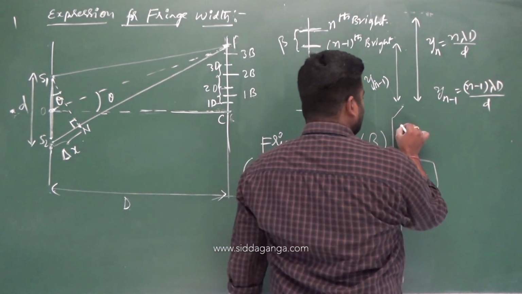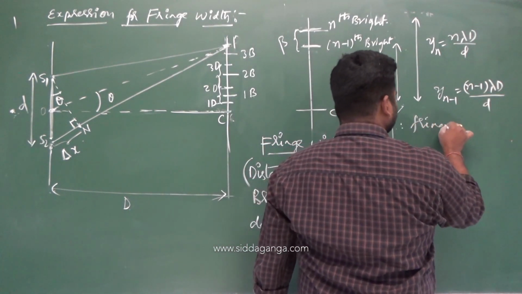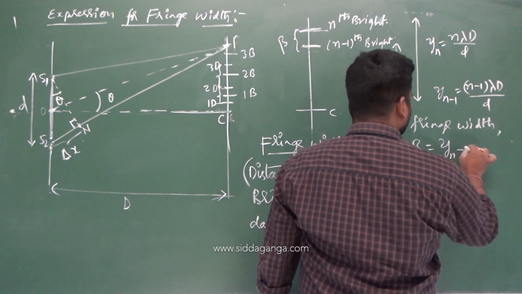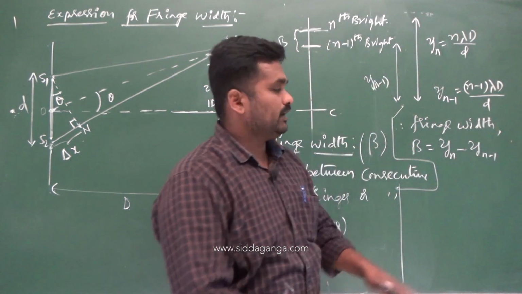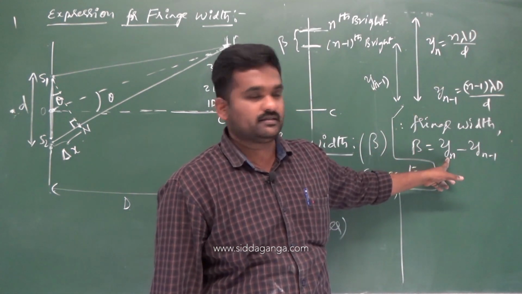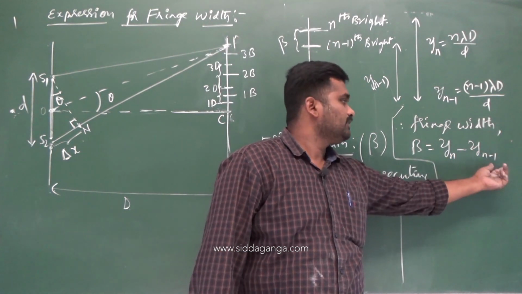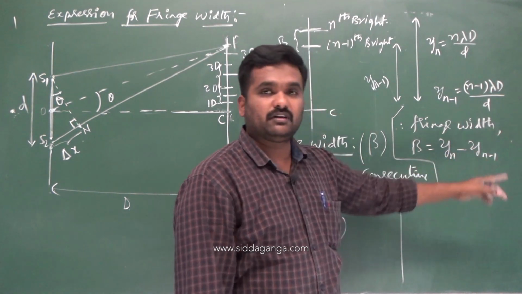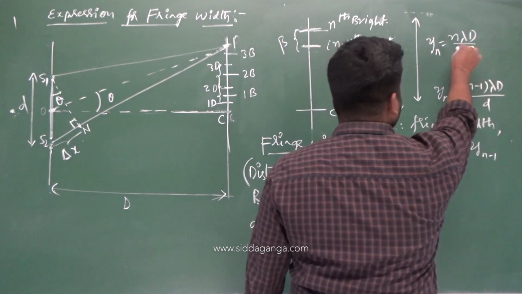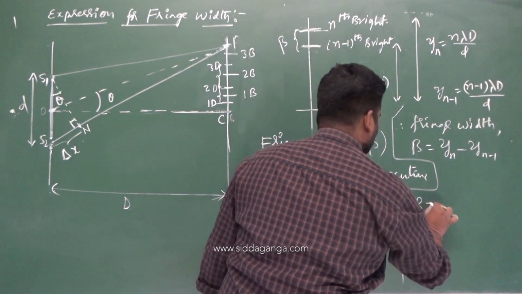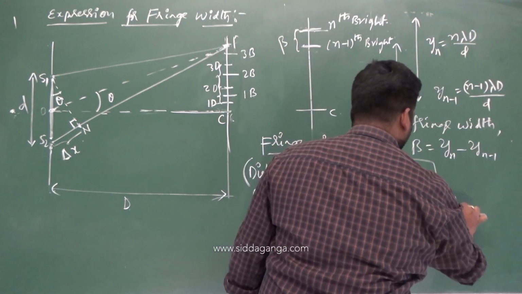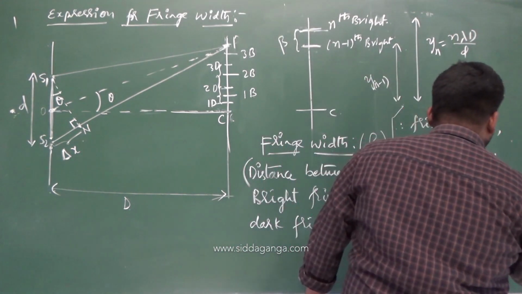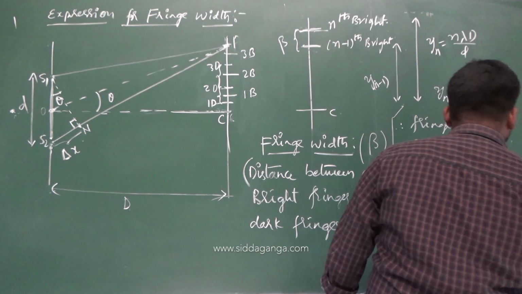So if you solve for it, the fringe width, beta, will be equal to yn minus yn minus 1. yn is the distance of the nth bright from the central fringe. yn minus 1 is the distance of the n minus 1th bright fringe from the central fringe. If you substitute these values into this equation, what will you get? Beta equals yn, which we have written as n lambda capital D by small d, minus yn minus 1, which means n minus 1 into lambda capital D by small d.